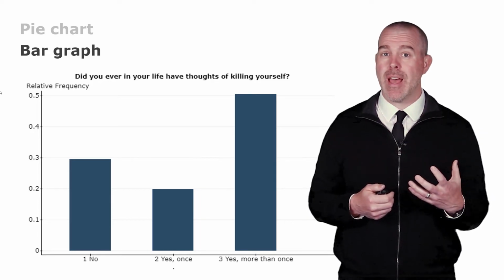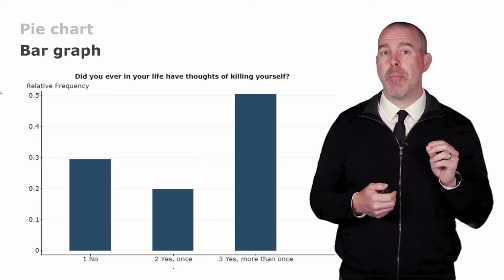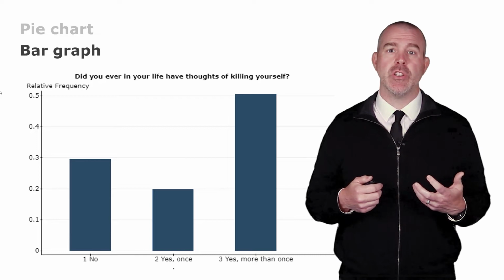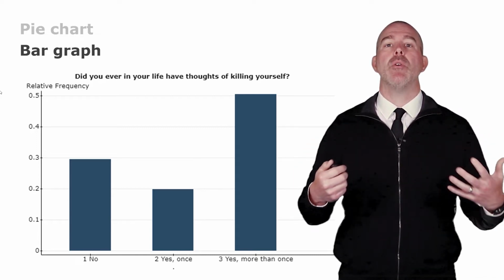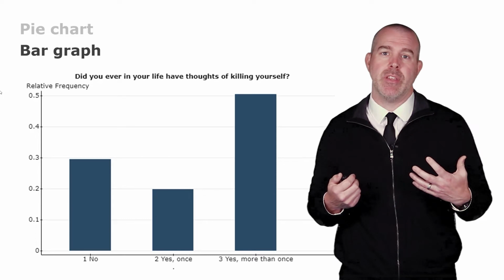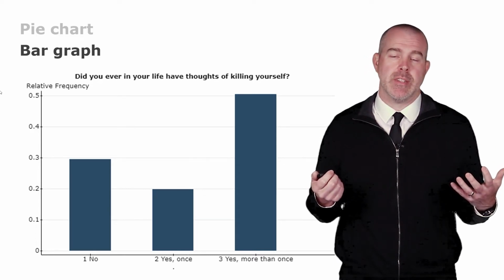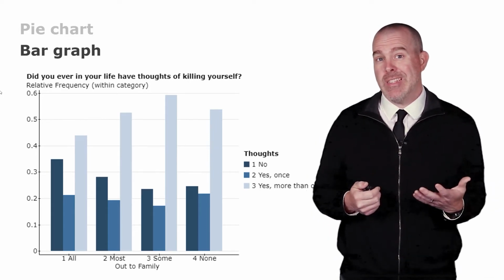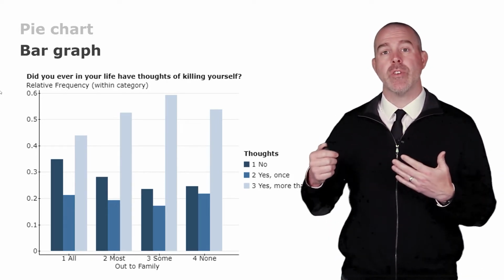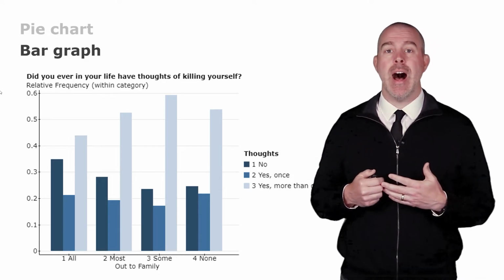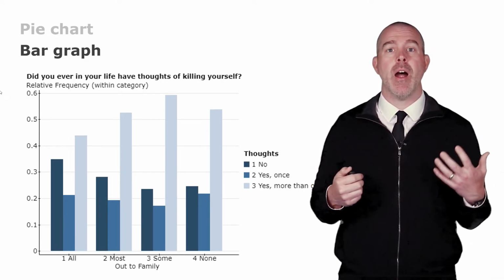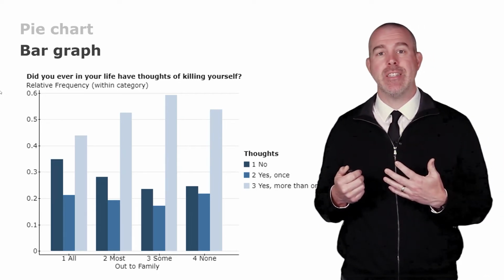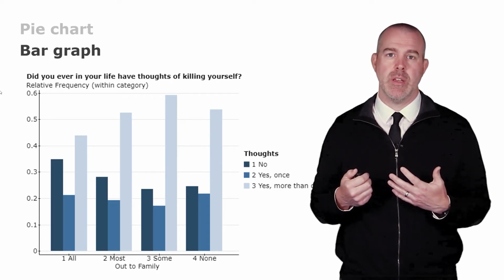What if we look at another side-by-side graph and we group by how much of the family they are out to? Maybe there's a relationship. People who are maybe more open and out to their family are less likely to have these thoughts. It's something to maybe investigate. So we can do a side-by-side bar graph, and here we have it. You can actually see here, the all versus most versus some. The ones who are out to all of their family are more likely to never have thoughts of suicide and less likely to have thoughts of suicide more than once.